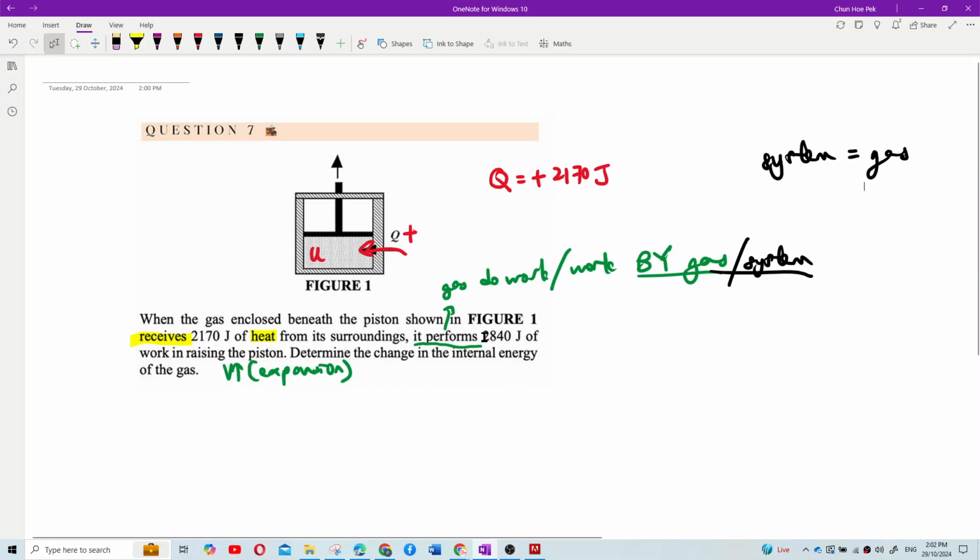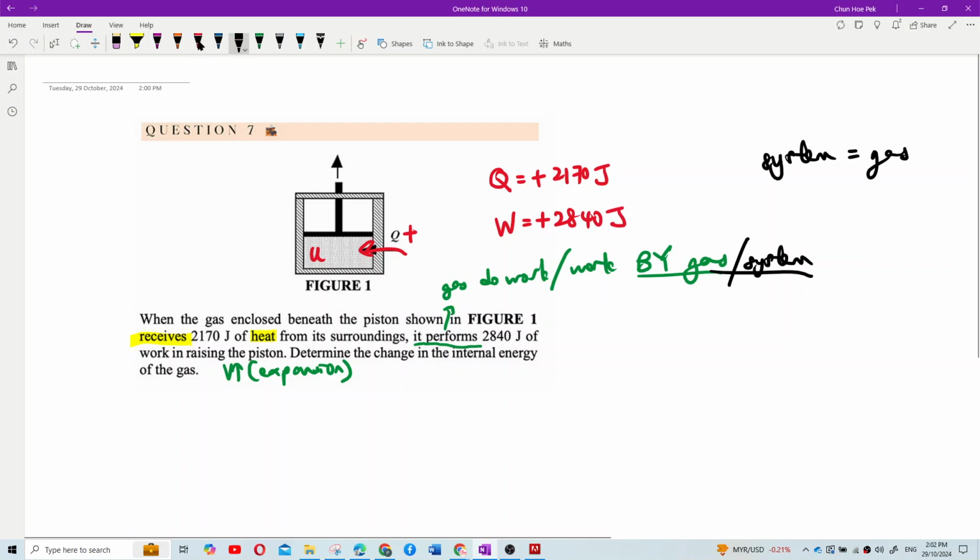Kalau dia buat kerja, dia hilang tenaga, kan? Dia hilang tenaga. Okay, so ini gas perform, work done by gas. So expansion ialah work done positive, kan? Work done positive, 2840 joule.